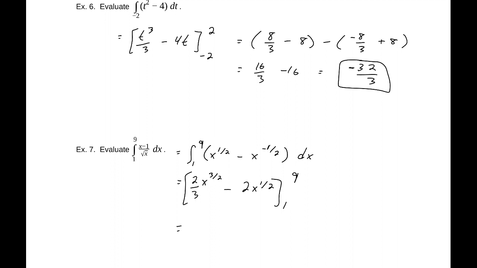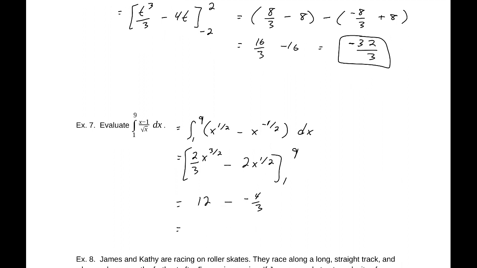All right, plugging 9 into that entire expression would be 12, minus, plugging in 1, we get negative 4/3, which will be a total of 40 thirds.